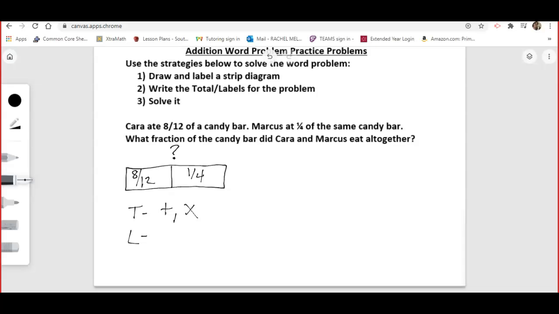Okay, Brandon, 8/12 of what? The candy bar. I'm going to label it CB. Okay, and 1/4 of what, Brandon? The candy bar. Okay, so everybody, are our labels the same or different? Different. Different? You said this is candy bar, right? And this is candy bar? So aren't they the same?